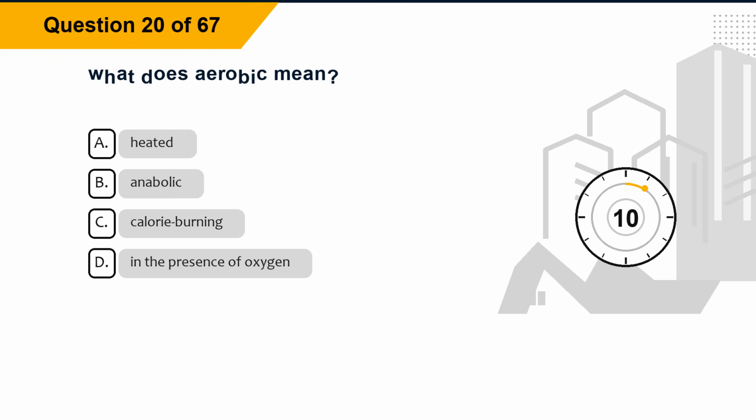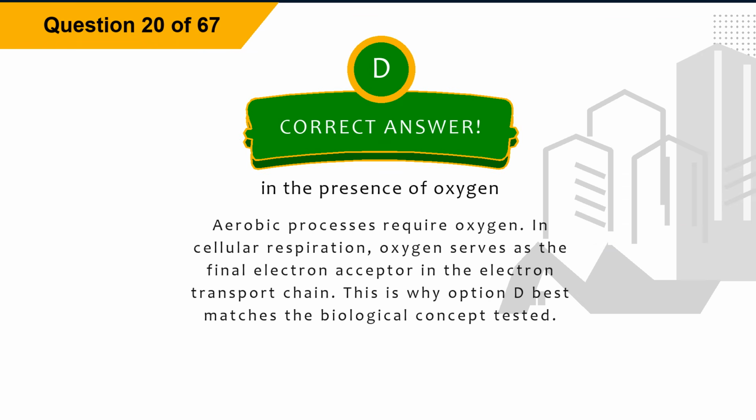Question 20. What does aerobic mean? Option A, heated. Option B, anabolic. Option C, calorie burning. Option D, in the presence of oxygen. The correct answer is option D, in the presence of oxygen.